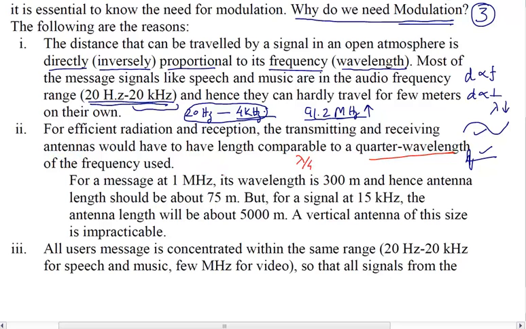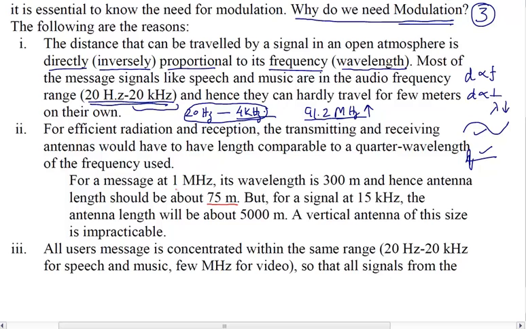Okay. So now if I am having a 1 megahertz signal, and I use the equation to calculate what its wavelength will be, using C is equal to F lambda, where C is the speed of light, F is the frequency, then lambda I can calculate as C by F. So C is 3 into 10 raised to power 8. Frequency is 1 megahertz. So if I use that, I will get the value of wavelength to be 300 meters. So 300 meters means 300 divided by 4 is 75 meters.